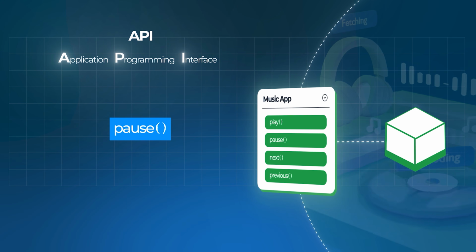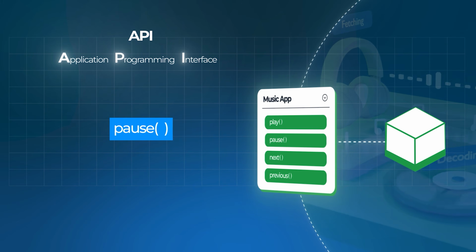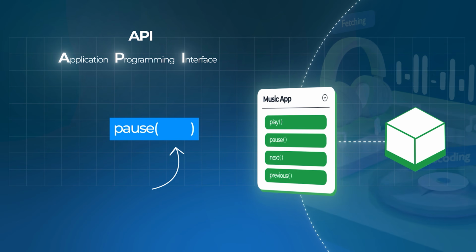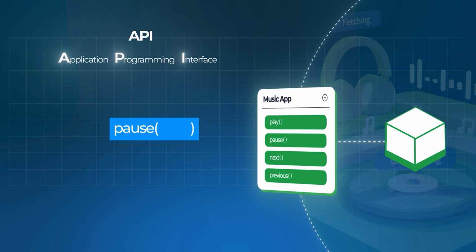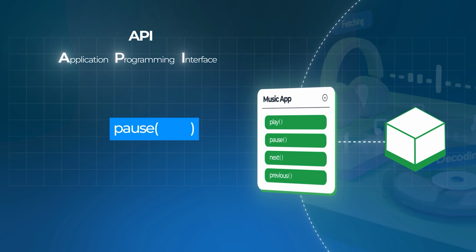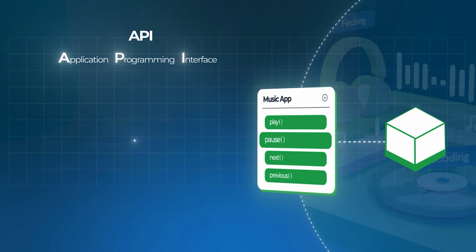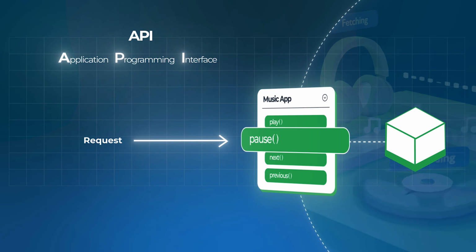Each action is usually written like this. These actions are often called functions. The parentheses show if the function needs extra information to do its job. For example, the function pause doesn't need anything. That's why the parentheses are empty. When you call that function, our music app will simply pause the current song, no matter what song it is.